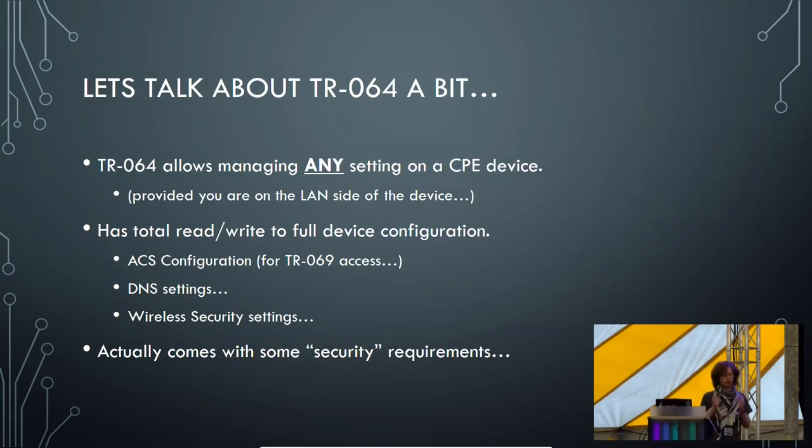So we'll start with 064, the LAN-side one. It allows managing any setting on your home router, like DNS servers, the ACS server configuration, wireless security settings, and all this. The idea with 064 is if you're on the LAN side, the trusted internal network side of a device, you should be able to manage it. So instead of using something like SNMP, which is normal, they invented their own protocol to do this.